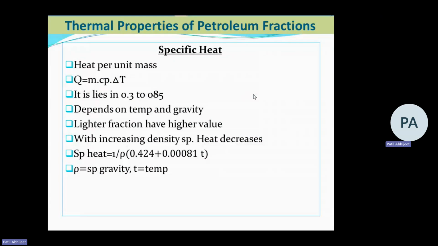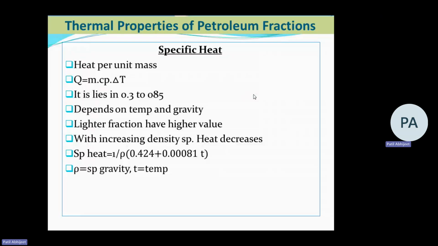Here we consider only the sensible heat that is going to be transferred for a particular petroleum fraction in the distillation case. So it lies in the range between 0.3 to 0.85, because the specific heat of water is considered 0.85, but it should be below that for petroleum products. So it lies between 0.3 to 0.85.